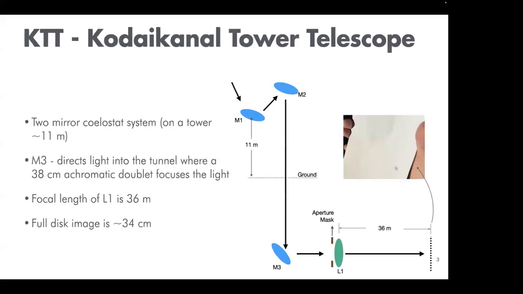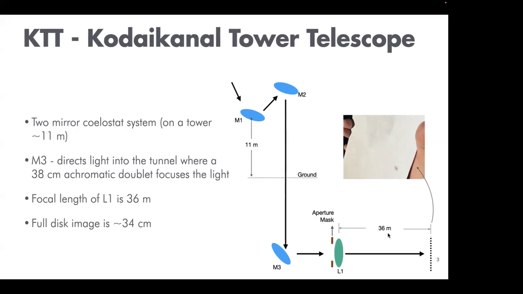So this is just the schematic of the telescope. So we have CN squared measurements. I'll come to that. Okay. Yeah. So there's a 2-meter cirrostat that's mounted about 11 meters off the ground because during the daytime, one of the main things is that the ground heats up because of sunlight, and that generates a lot of turbulence. So you usually have the telescope on a tower, and then the rest of the telescope is technically underground. So M3 directs the light into this tunnel where an achromatic doublet actually brings it to a focus.